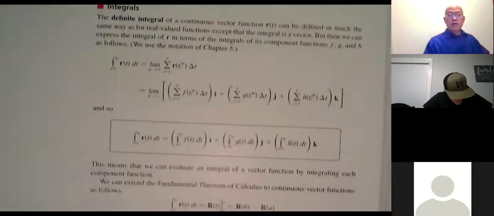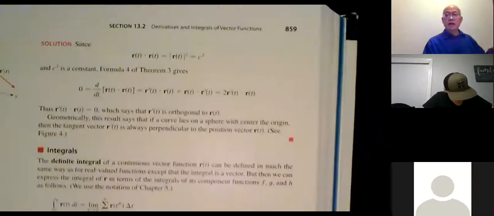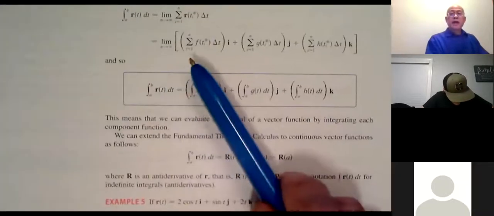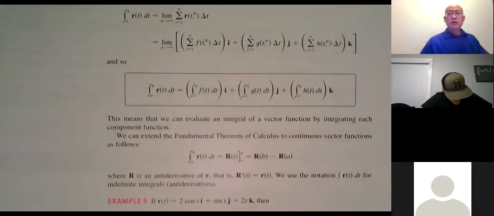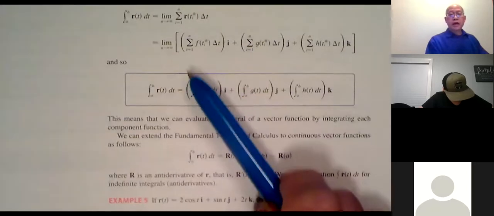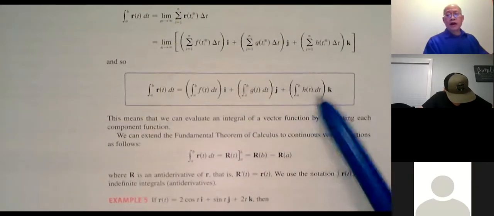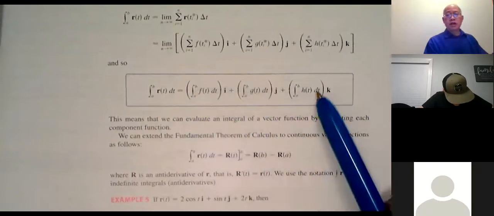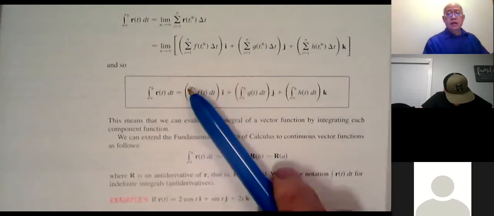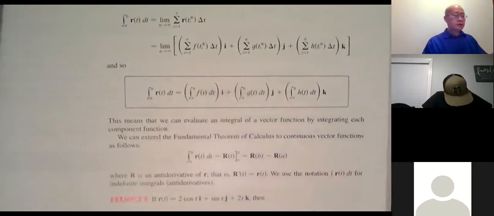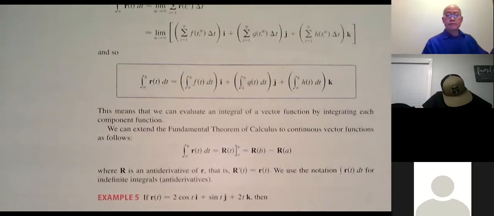Integration again is not that big a deal, on page 859. To integrate a vector function, you just integrate each function, three and one. It's like part A, part B, part C, or more accurately, part x, part y, and part z. Just integrate and you have i, j, and k components. Notice that the thing that comes back out is a vector. When you integrate, you end up with a vector. Likewise, when you differentiate, you end up with a vector.